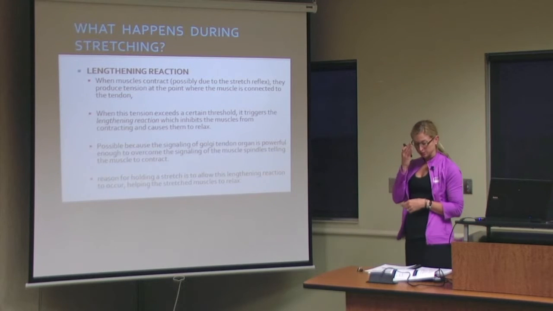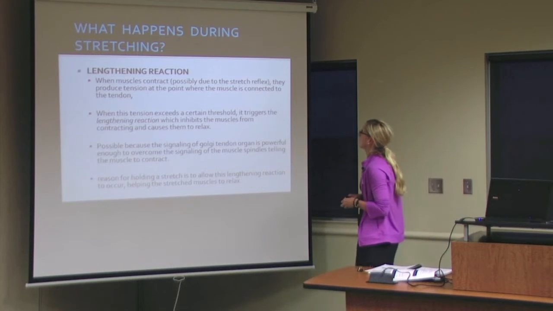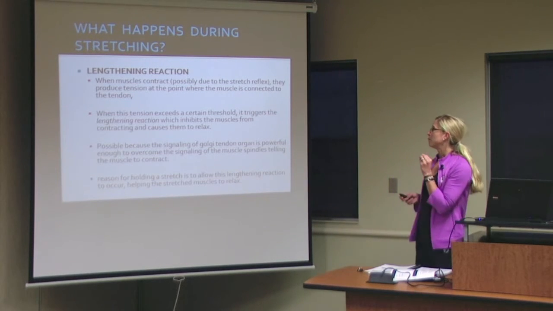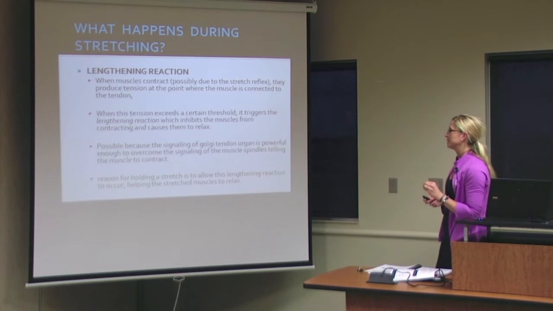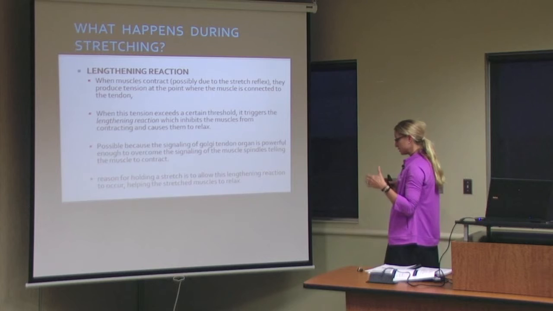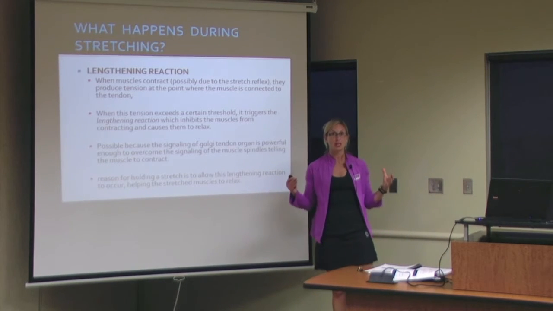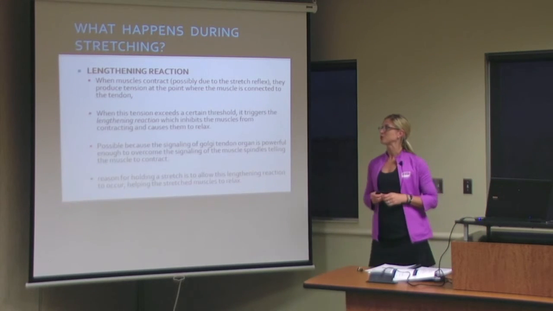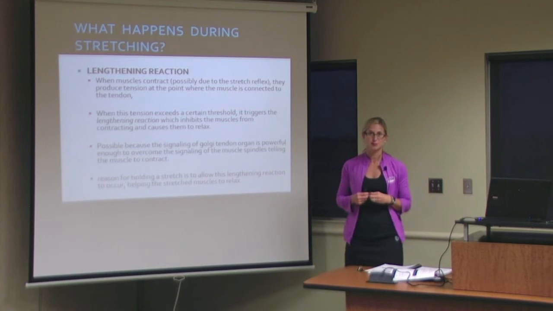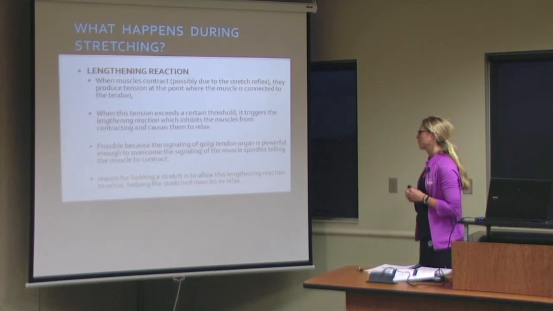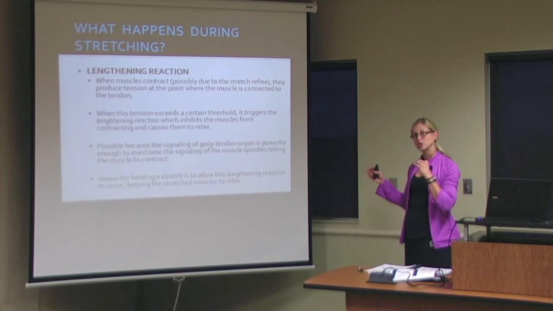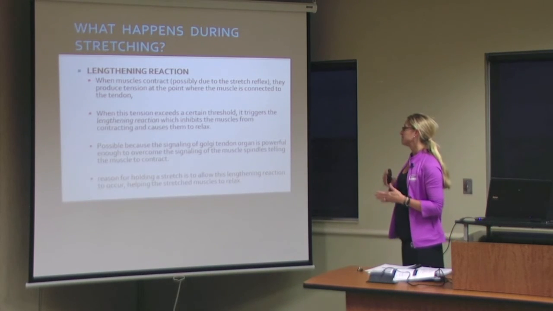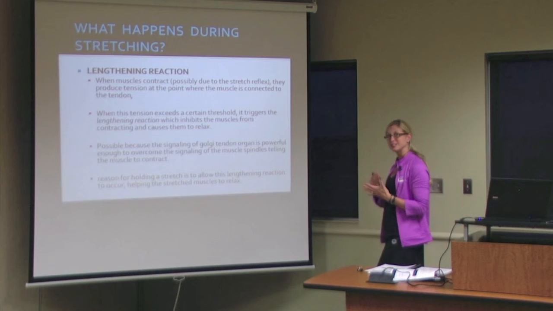The lengthening reaction. When muscles contract, they produce tension, and at that point, that tension is where the muscle is connected to the tendon. So when this tension exceeds a certain point, it triggers something called a lengthening reaction. Now the lengthening reaction actually inhibits the muscles from contracting and causes them to relax. So this works in conjunction with the Golgi tendon. It's powerful enough to overcome the movement, send a signal to the muscle spindles telling them to stop.